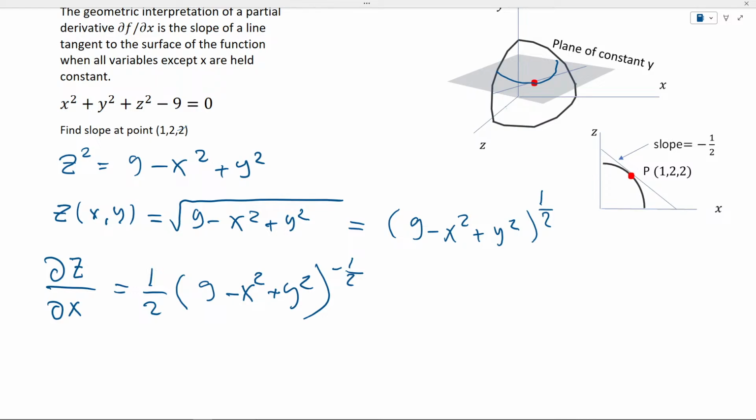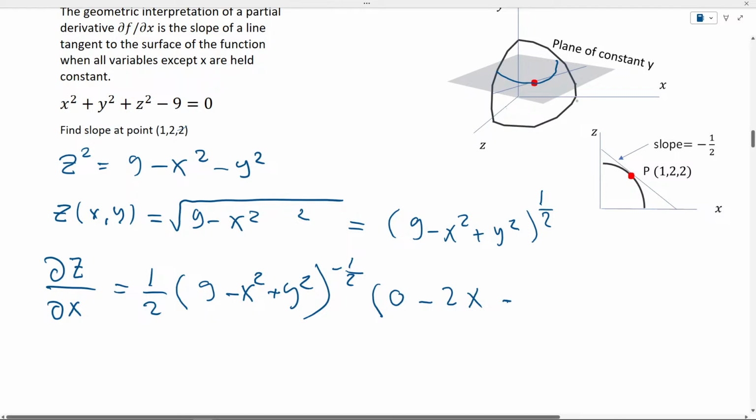Now here is the trick. The derivative of this guy between the bracket, the derivative of 9 is 0 here. The derivative of negative x squared with respect to x is negative 2x. And what about the y squared? That's a constant, so that would be, sorry, here's another minus. Careless mistake. This is the most common mistake I find when grading exams, these careless mistakes. And then that would be another 0 because that's a constant.